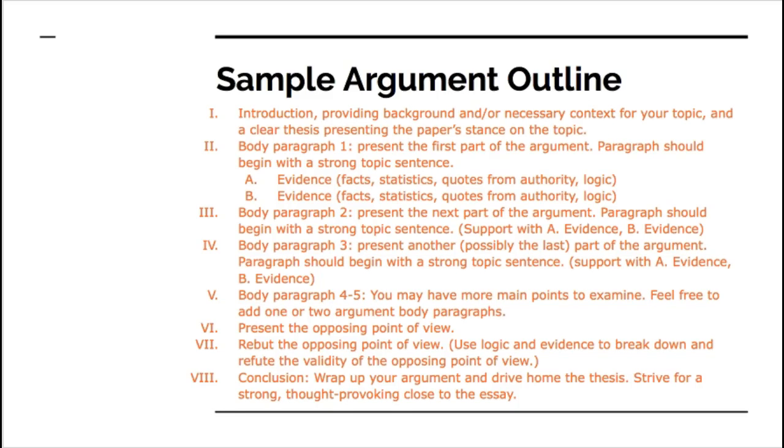I know this may be a little bit hard to see, but here is a very basic structure for an argument essay. So you see on Roman numeral 1, you'd begin with your introduction paragraph. This is where you would provide background information and necessary context for your topic. And you would also provide a clear thesis presenting the paper's stance on the topic. Now, if you are writing about something that people may not have a lot of personal knowledge about, you may actually want to do that background and context information in a separate paragraph after the introduction.